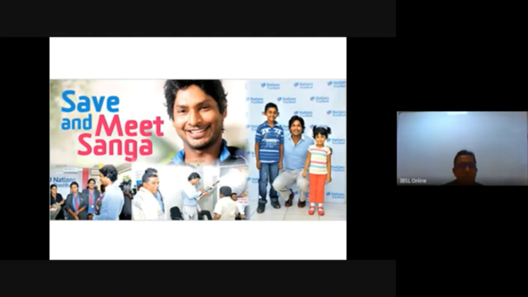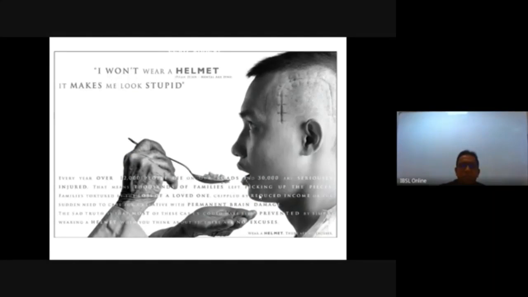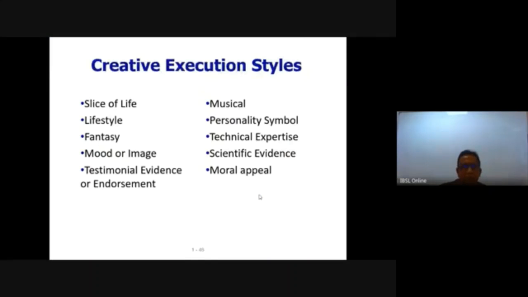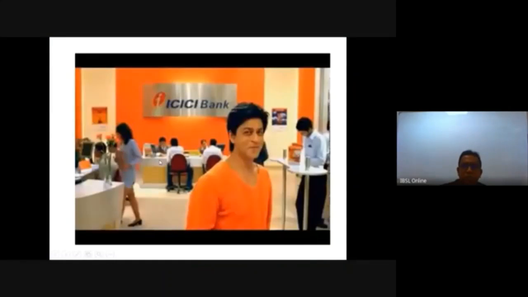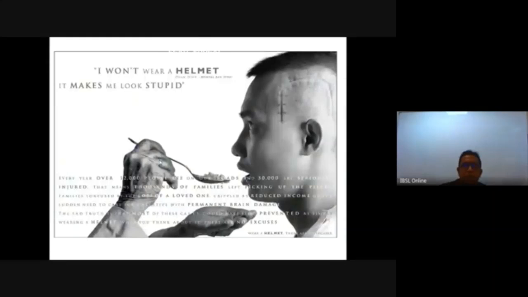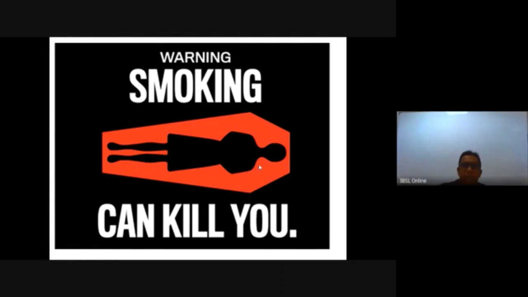Sangakkara endorsing some NTB products. And this is a moral appeal. This is actually an appeal that creates fear. The mood or image, yes, it comes here. So you have fear: I won't wear a helmet, it makes me look stupid. It shows the damage it can cause of not wearing a helmet. These are again creating fear appeal. The advertisement can create joy, fear, humor, and so on.